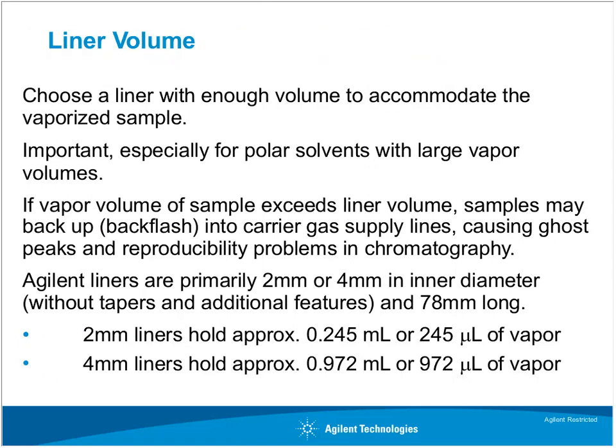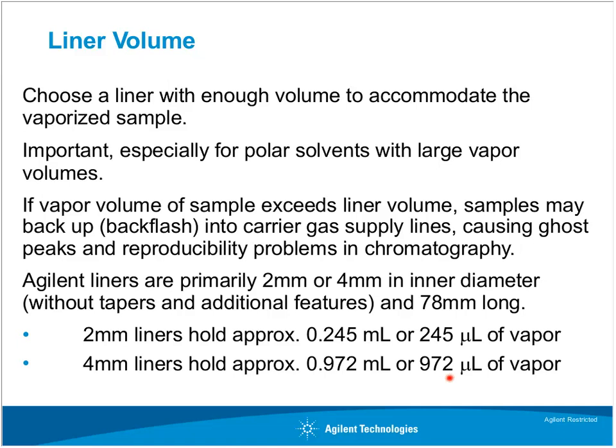So with that, we want to choose a liner with the right volume to accommodate the vaporized sample. We want to make sure that we have glass wool. If we're doing split injections, we want that placed in the middle. If we're worried about backflush, and we're going to really get into that in the next couple of slides, we want to maybe look at a different type of liner that helps restrict that and focus that sample onto the head of the column. And then hopefully remembering from that table, with different liners, we either have a 2 millimeter ID liner, which you can see holds only about 240 microliters of vapor volume, and then our standard ones, which is a 4 millimeter ID liner, holds about 972.